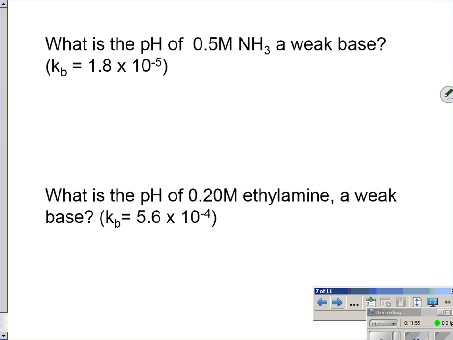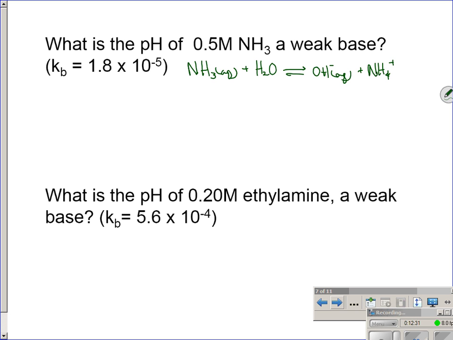So on the third problem, what we have is a weak base. The only thing that's going to be different about this one, this is problem 4, is that instead of making hydronium, this is going to make hydroxide. So ammonia, which is aqueous, plus water, is going to make hydroxide. Ions are always aqueous, and ammonium ion.